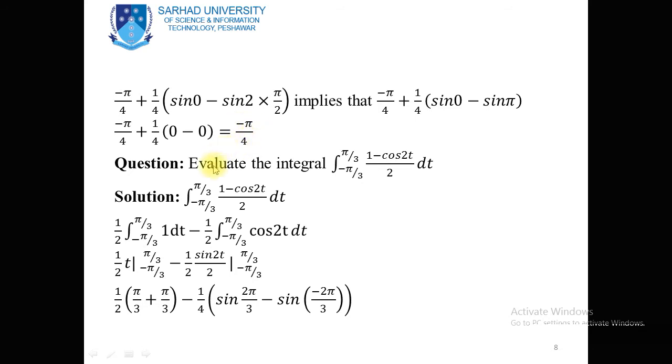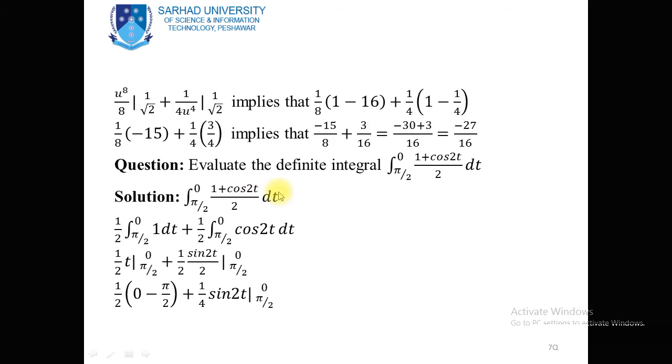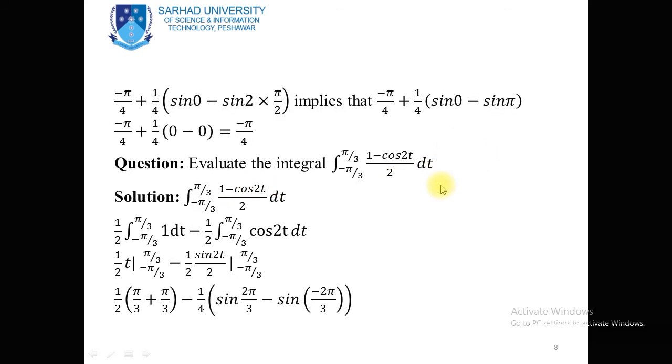Now another problem: to integrate the function 1 minus cos 2t divided by 2 with respect to t, and the limit of integration is minus pi by 3 to plus pi by 3. So this problem is the same as the previous problem. In the previous problem we obtained 1 plus cos 2t divided by 2, and in this problem we obtain 1 minus cos 2t divided by 2.